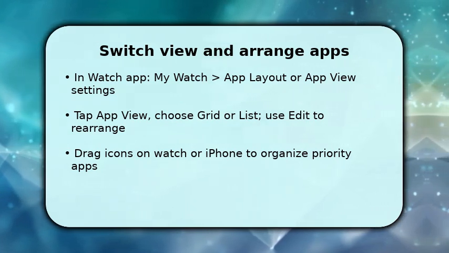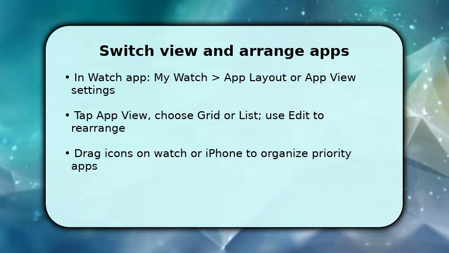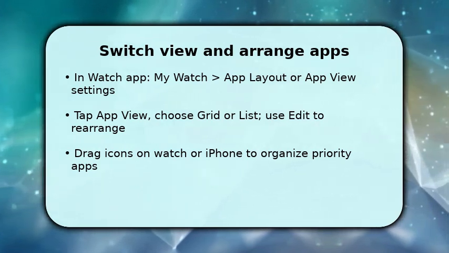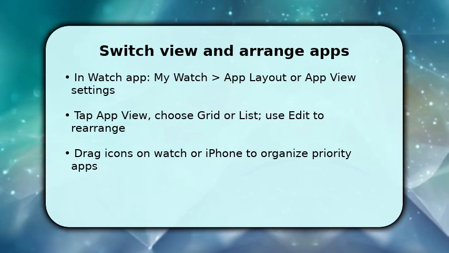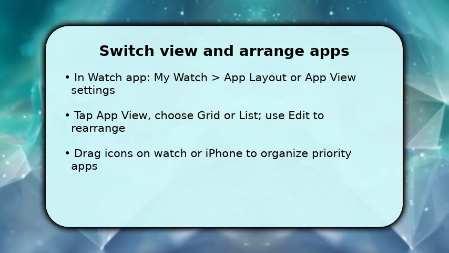Once selected, press Edit on the Watch home screen or drag icons inside the app layout on the iPhone to place high-use apps near the center or top. You're arranging for speed, so put the apps you open most often where they're easiest to reach. Finish by pressing the digital crown to exit edit mode and lock in the new layout.